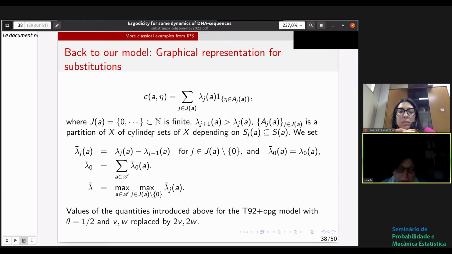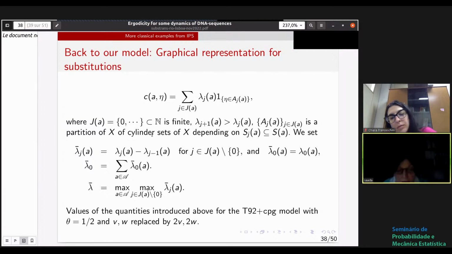And it's possible to write this rate as the sum of lambda j of A when eta belongs to some set AG of A, and these sets AG of A will make a partition of X, and they depend on the subset of the range of the interaction for site A. And then there are some quantities here, lambda bar j, which is the difference between lambda j and lambda j minus 1, and lambda bar 0, which is lambda 0, and then the sum of this lambda bar 0 and the maximum value of the lambda bar j for j non-zero.